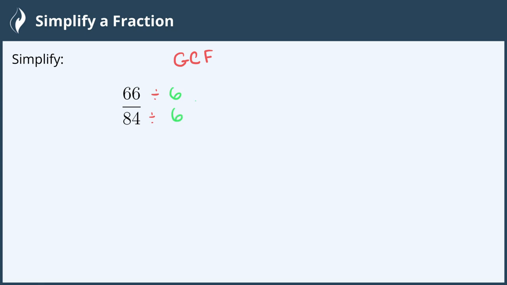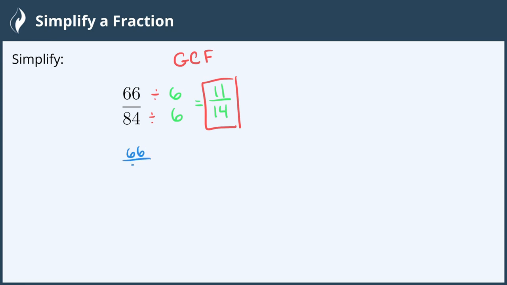Both of these are divisible by 6. 66 divided by 6 is 11, and 84 divided by 6 is 14. 11 is prime, so I know this is in the simplest form, and so I am completely simplified for this fraction. Now, if we didn't know that 66 was divisible by 6, there's another way we can go about this.